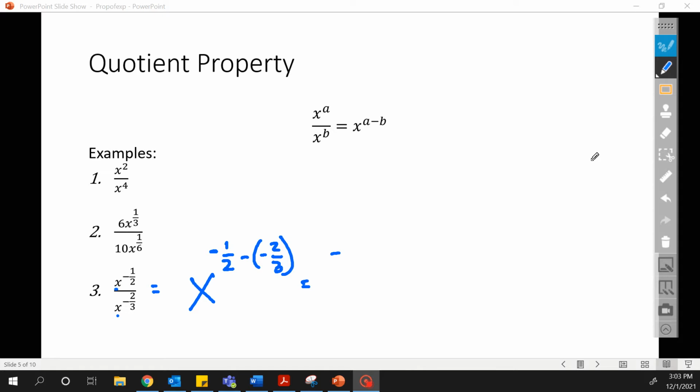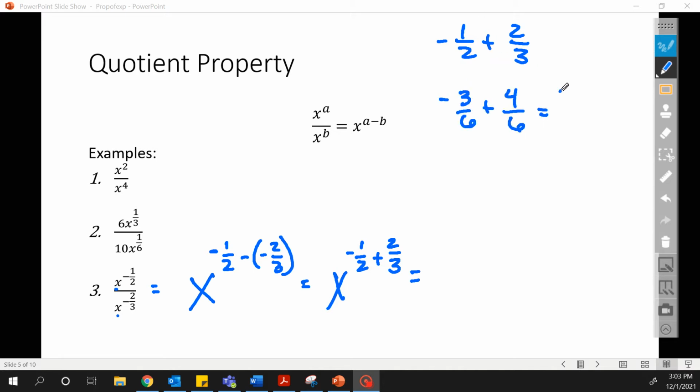That's going to be x to the negative 1/2 plus 2/3. Okay, so I just need to figure out what negative 1/2 plus 2/3 is. Common denominator of 6. So this is negative 3 over 6 plus 4 over 6, which is 1 over 6. So this is x to the 1 over 6 power. You would not think that this simplifies to that, but it does.